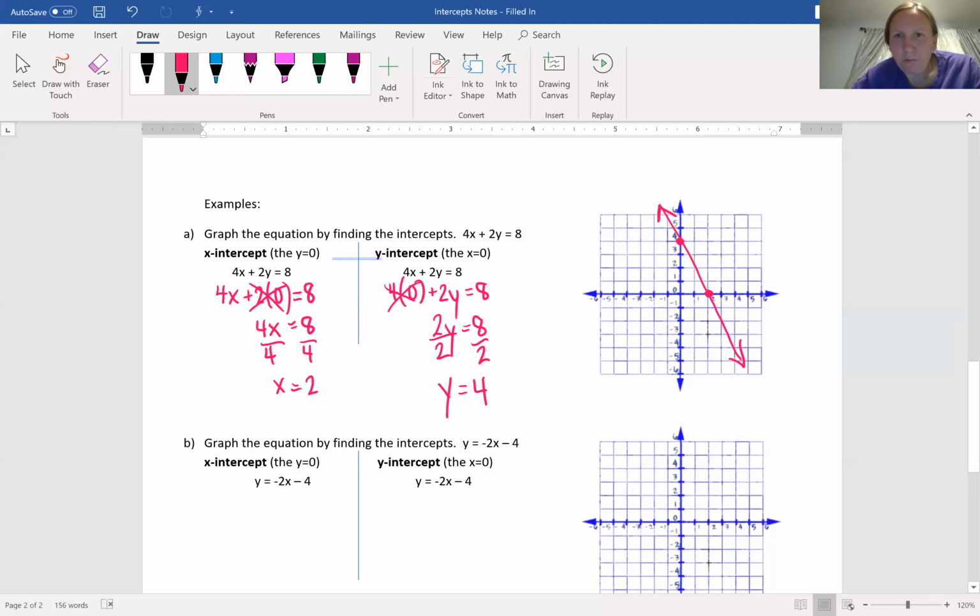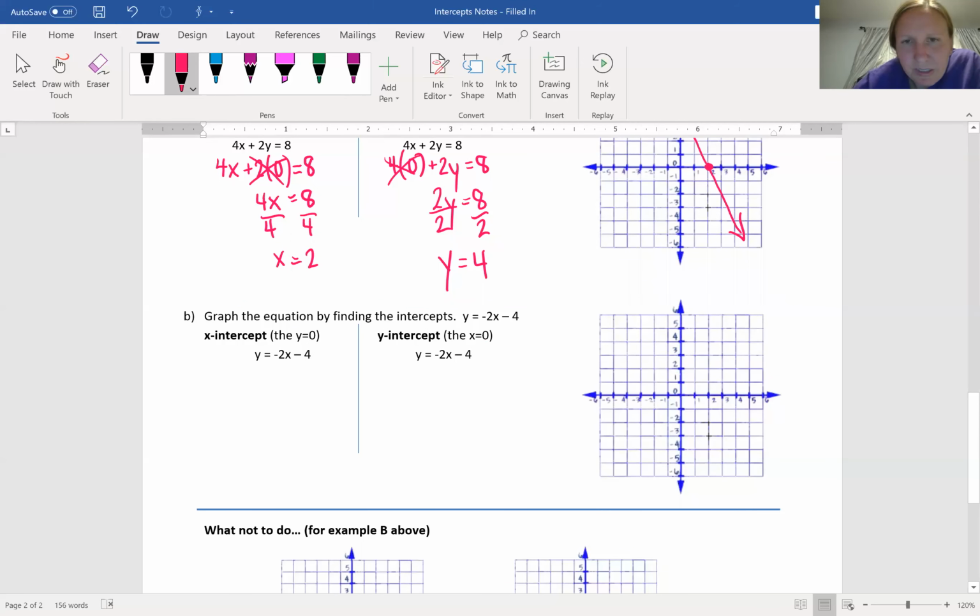Okay, one more example. This one looks a little bit different. This one is in function form, whereas the other ones were not in function form. I will say for intercepts, it's actually a little bit easier when it's not in function form, when those x's and y's are on the same side, but we can still do this. So for the x-intercept, that means the y is 0. So we're going to plug the 0 in here. So 0 equals negative 2x minus 4.